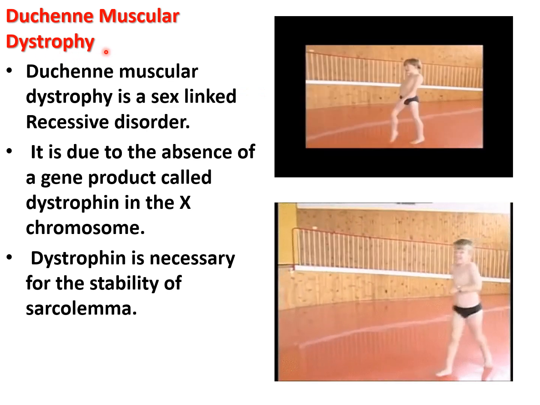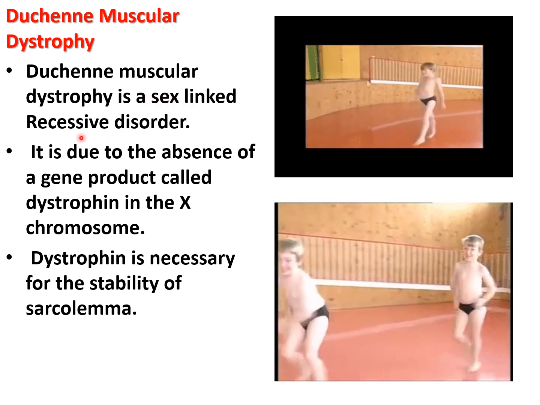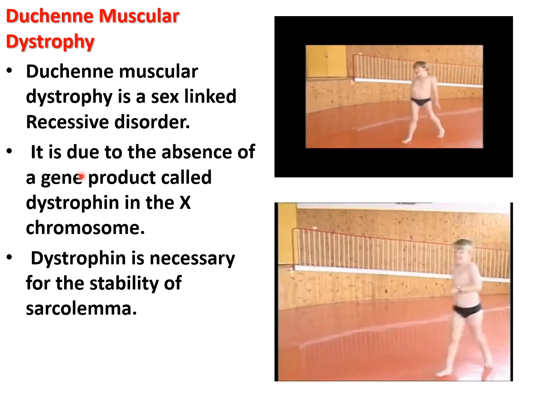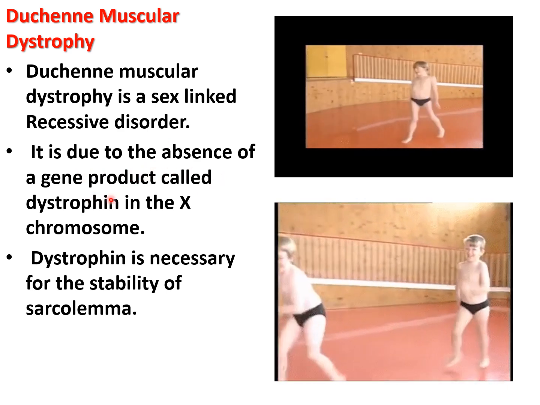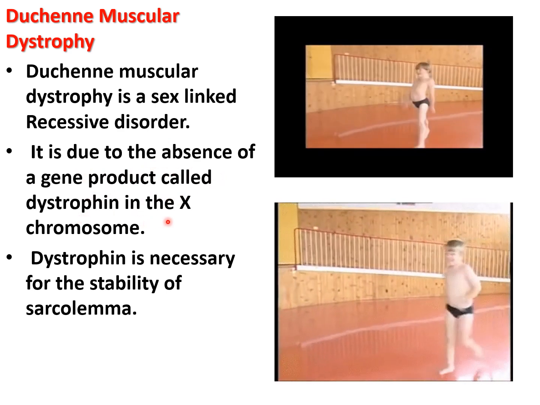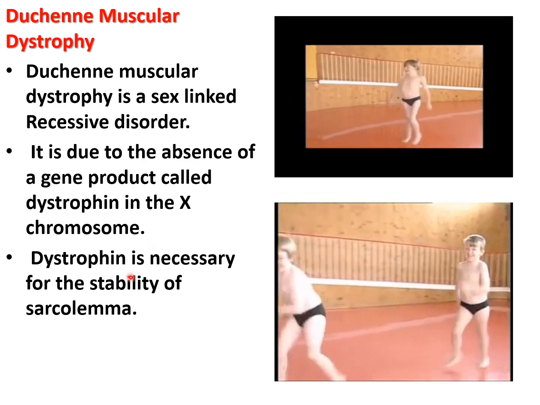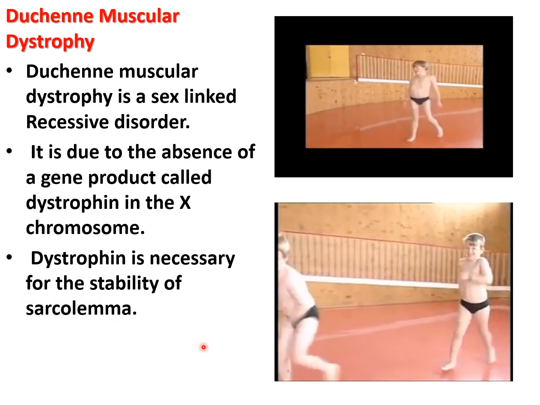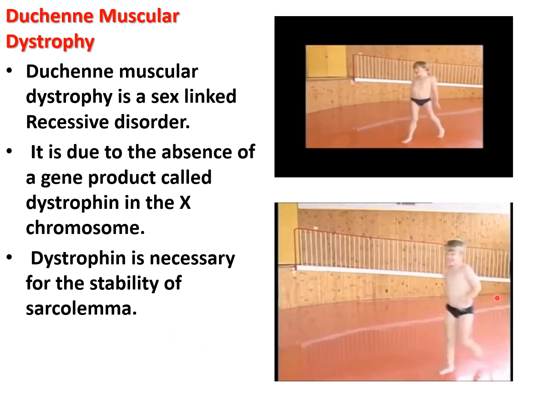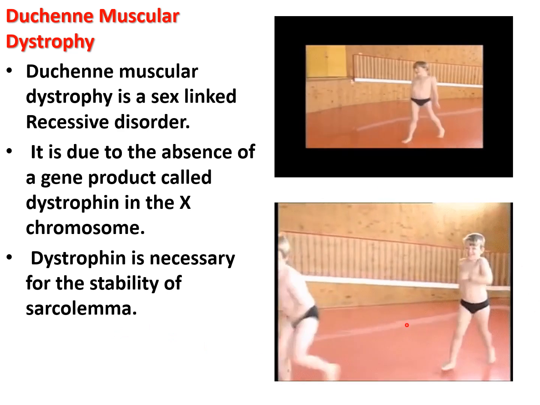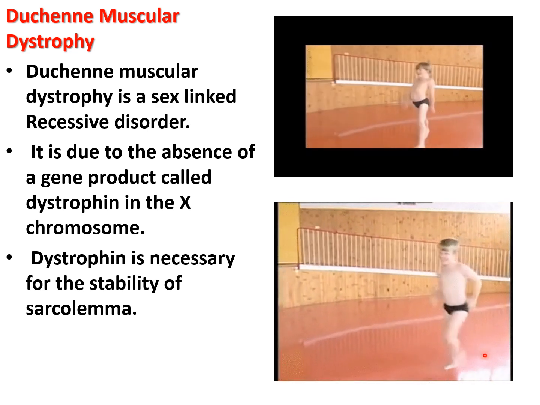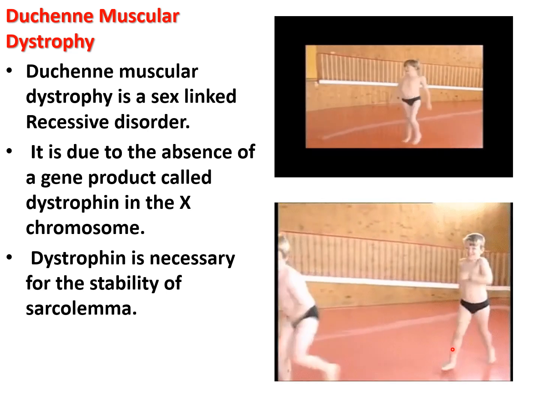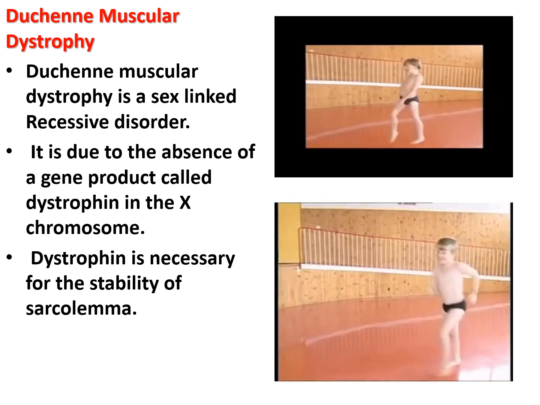Duchenne muscular dystrophy is a sex-linked recessive disorder. It is due to absence of a gene product called dystrophin in the X chromosome. Dystrophin is necessary for stability of the sarcolemma. In this you can see the boy with Duchenne muscular dystrophy. You can see very well the muscles in his legs.